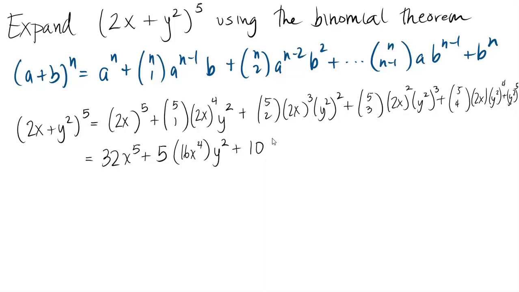We have to cube 2x. 2 cubed is 8 times x cubed. And now we need to square y squared. When you raise a power to a power, you multiply the powers. That's y to the 4th.